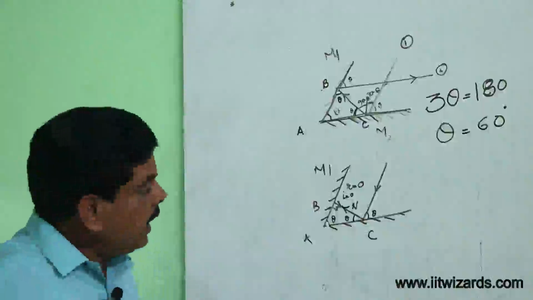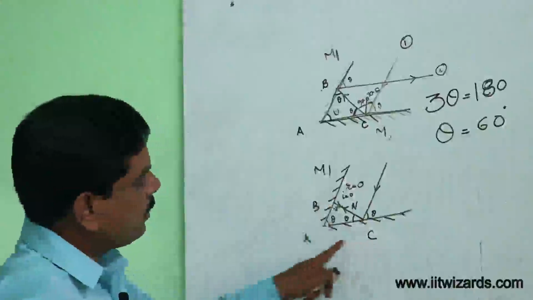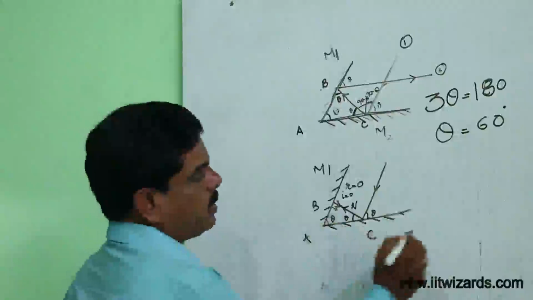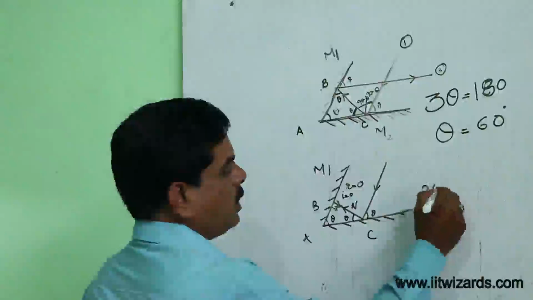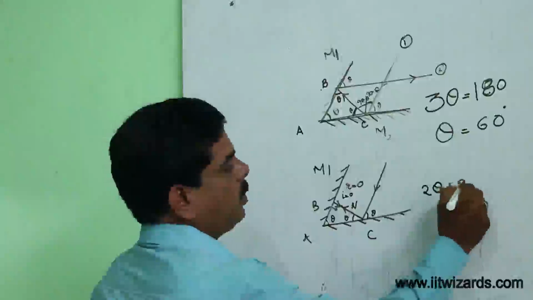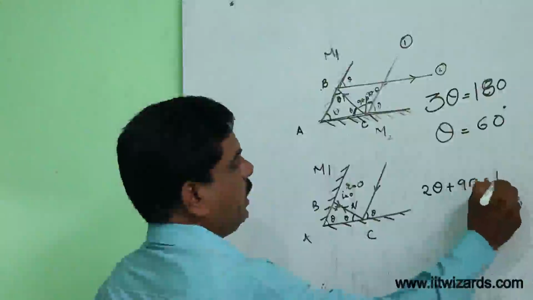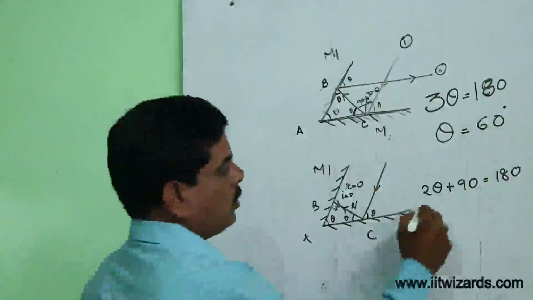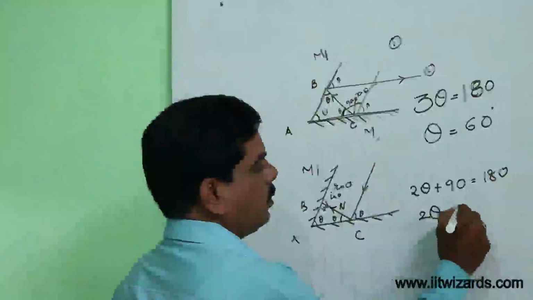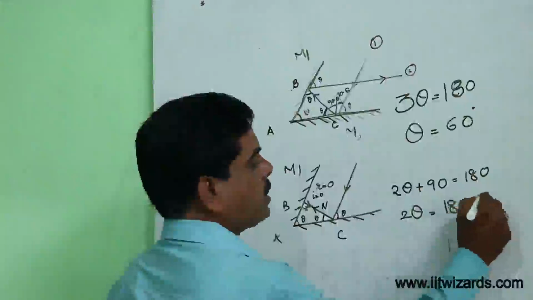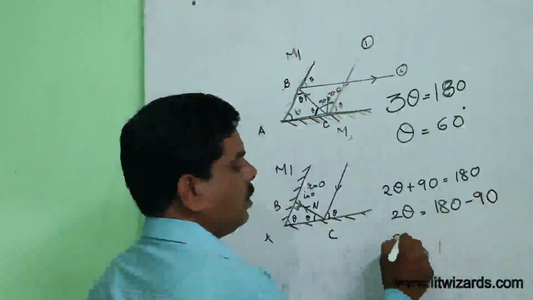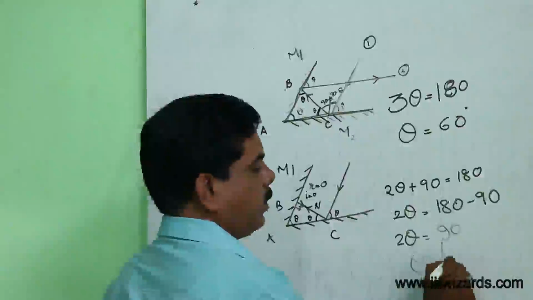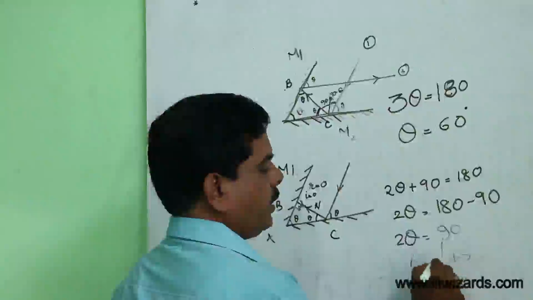So therefore, in this triangle ABC, you have two angles theta and one angle of 90 degrees. So what is the total angle in the triangle? 2 theta plus 90 must be equal to 180 degrees. So 2 theta equals 180 minus 90, or 2 theta equals 90 degrees, so theta equals 45 degrees.